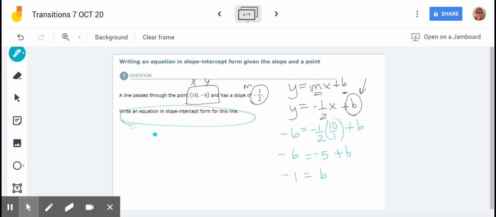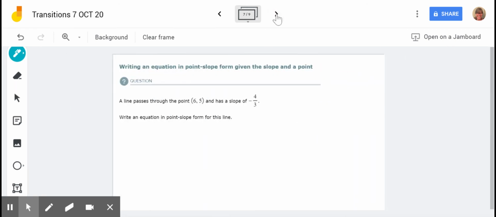So write an equation of the line. Y equals negative 1/2 x, because that's what our slope is, minus 1. That's the answer. All of these problems are pretty much the same. They're going to give you the slope, and they're going to give you a point. Except for this time it says write it in point slope. So I'm thinking they're trying to baby step you into using the point slope formula, which is y minus y1 equals m times the quantity x minus x1.